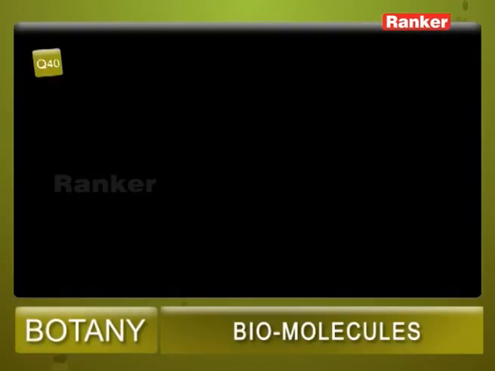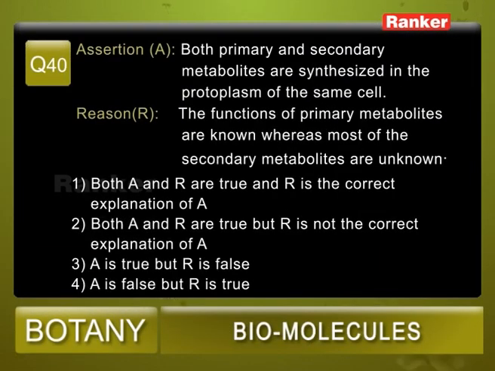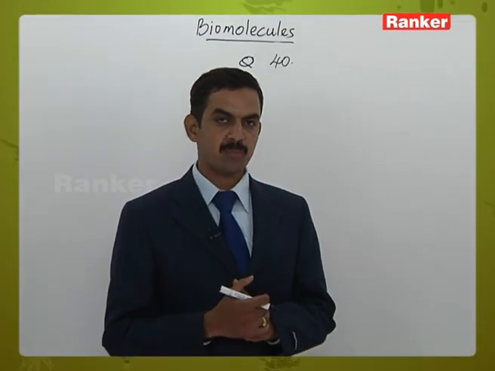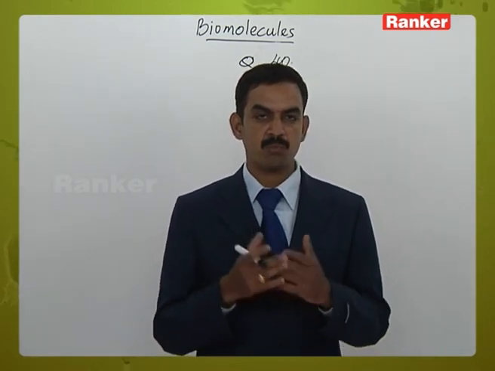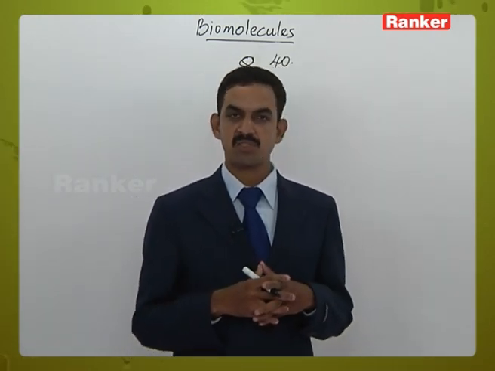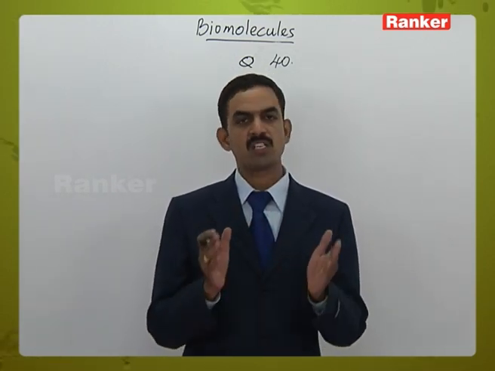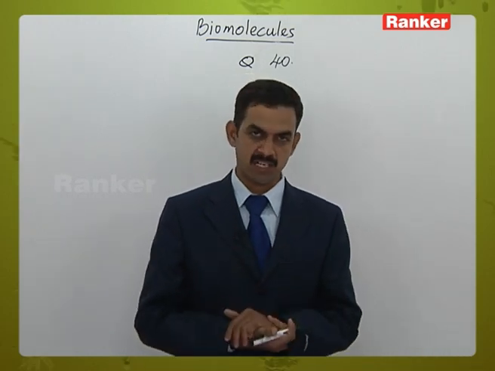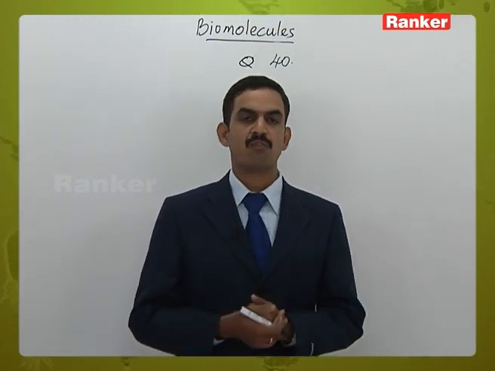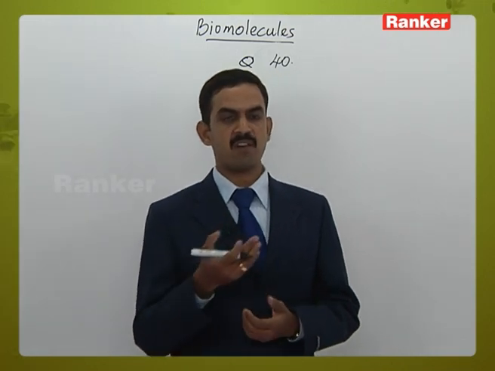Question number 40. Assertion: both primary and secondary metabolites are synthesized in the protoplasm of the same cell. Reason: the functions of primary metabolites are known, whereas most of the secondary metabolites are unknown. Let's come to the first statement, that both primary and secondary metabolites are produced inside the cytoplasm of the same cell. Both of them are organic molecules synthesized in the cytoplasm of the same cell, but they differ in their functions and the identity of those functions.